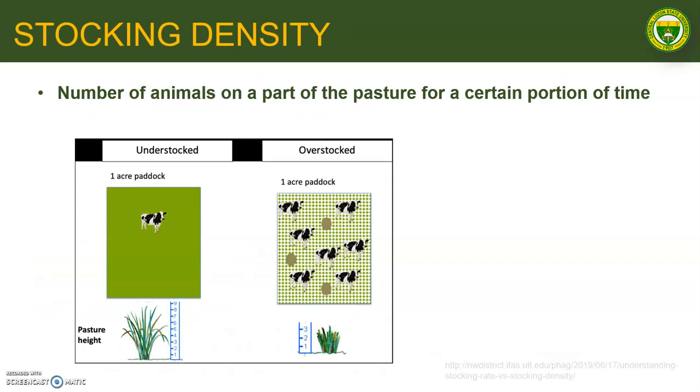We have another term here which can be confused with the stocking rate, the stocking density. By definition, stocking density is the actual number of animals on a part of the pasture for a certain period of time.